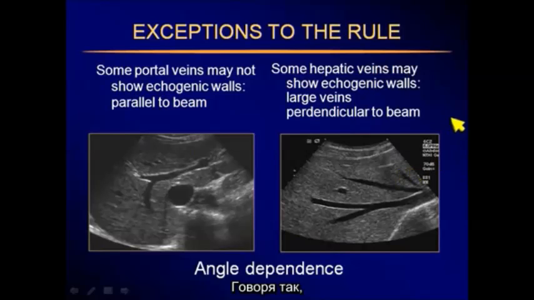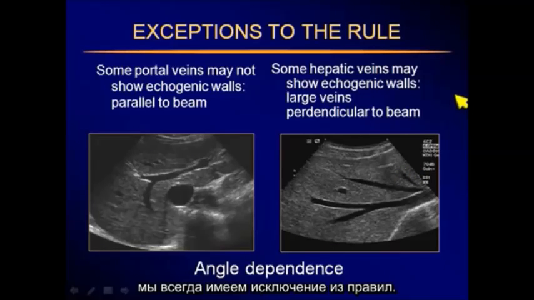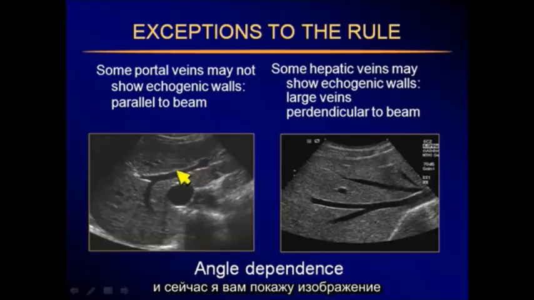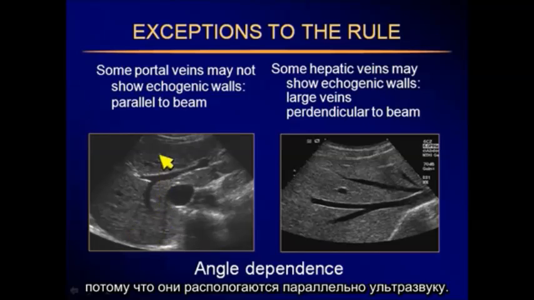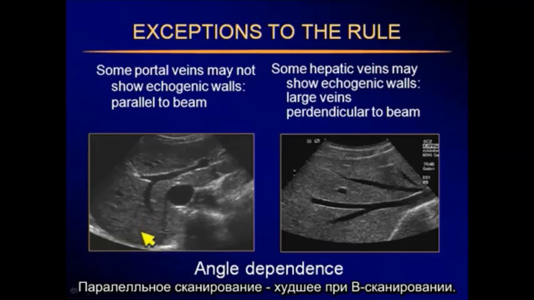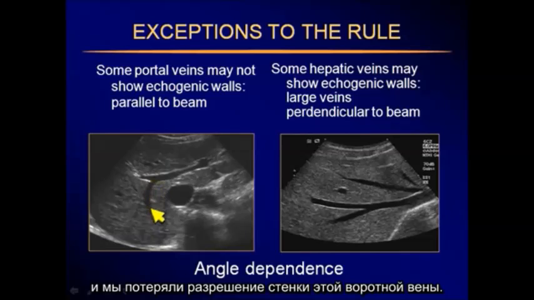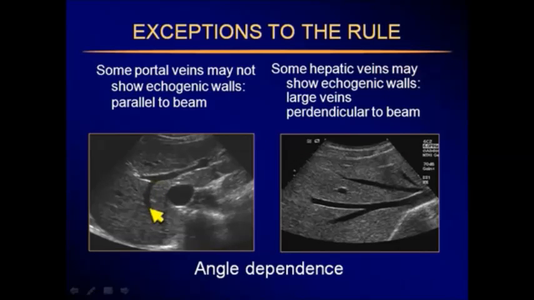Now, having said that, we always find exceptions to the rule. I just told you that portal veins have bright walls, and now all of a sudden I'm showing you a picture of a portal vein that does not have bright walls. Some portal veins may not show echogenic walls because they become parallel with the beam. Parallel is the worst angle for B-scan. So we simply lose resolution of this portal vein wall.